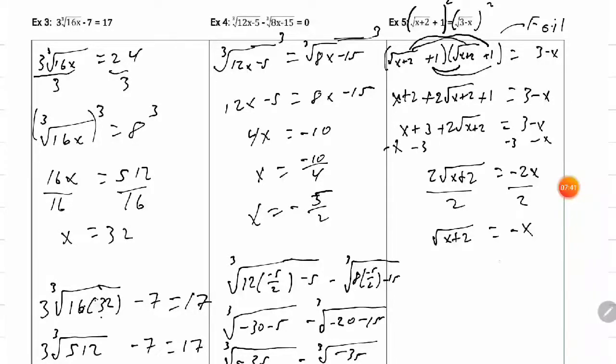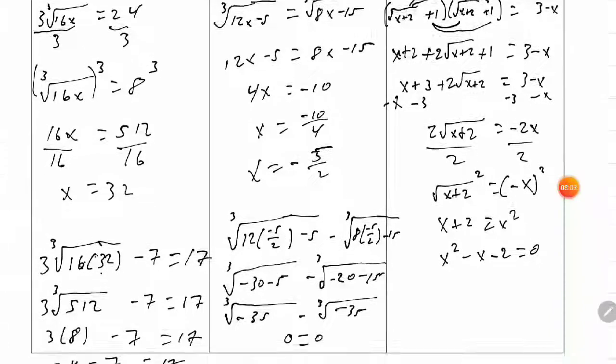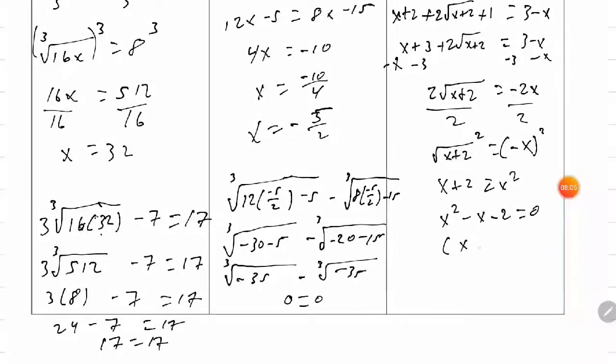And then I'm going to square both sides again. So x plus 2 equals x squared. Well, now I'm going to move everything to one side, because we have a quadratic going on. So x squared minus x minus 2 equals 0. Hopefully that factors. Yes, it does. Into x minus 2, x plus 1. So either x equals 2 or x equals negative 1. Let's check. Plug them back into the original equation.